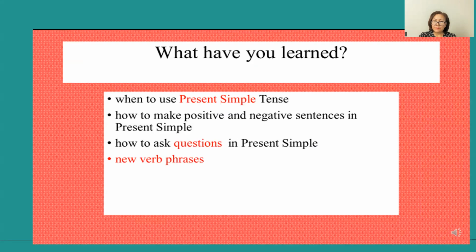So, what have we learned during today's video lesson? So, now we know when we can use present simple tense.